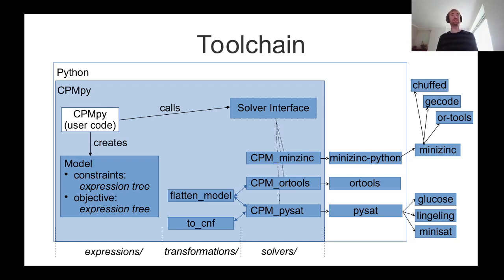So the user creates a model, and then they call solve, meaning that they will call a solver interface. The solver interface has, at the moment, 3 different implementations, the Minizinc, ORtools, and PySAT solver interfaces. What CPMpy does is it translates these expression trees to the corresponding expressions of the solver API. In case of Minizinc, it translates it to Minizinc text, gives it to the Minizinc Python package, which in turn will call the Minizinc interpreter, which in turn will call any of the solvers that it supports.